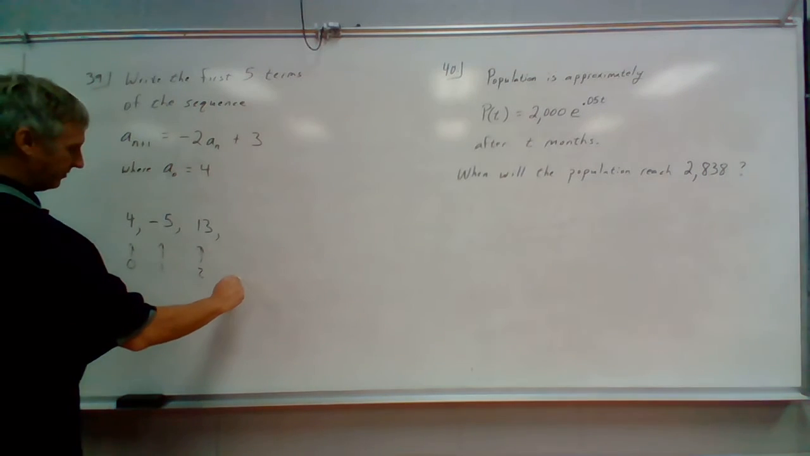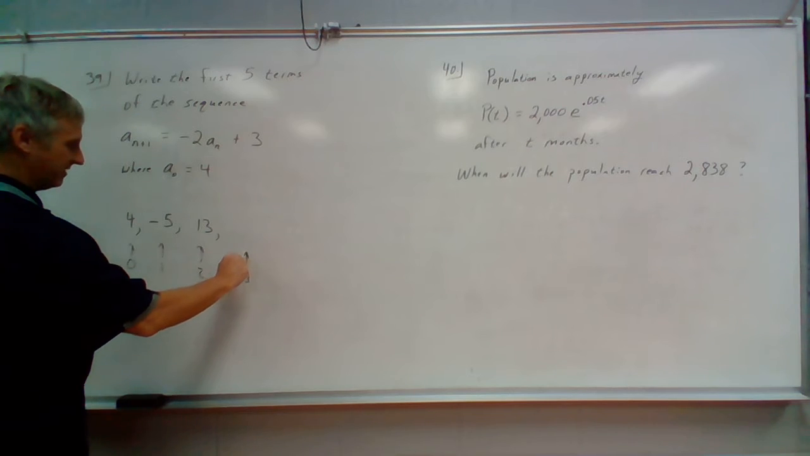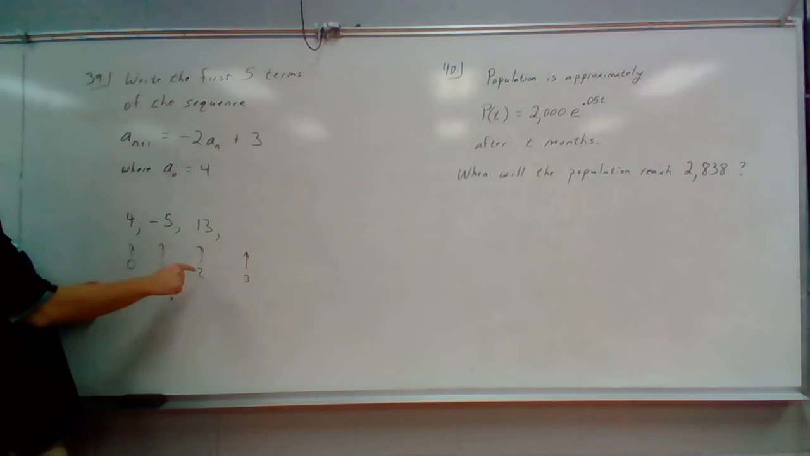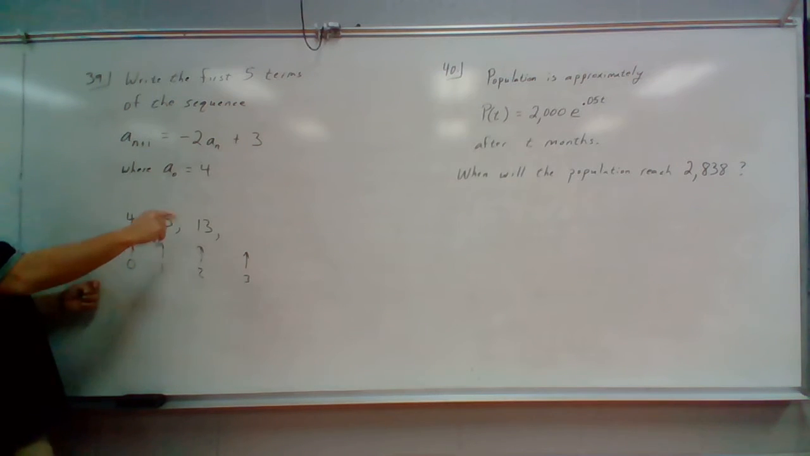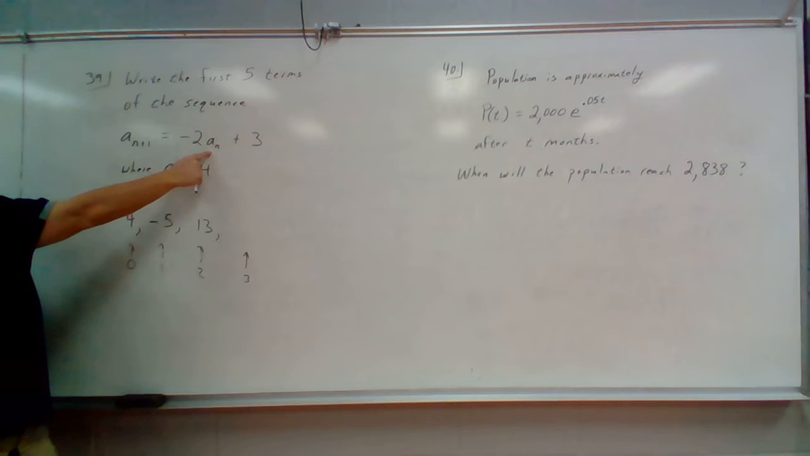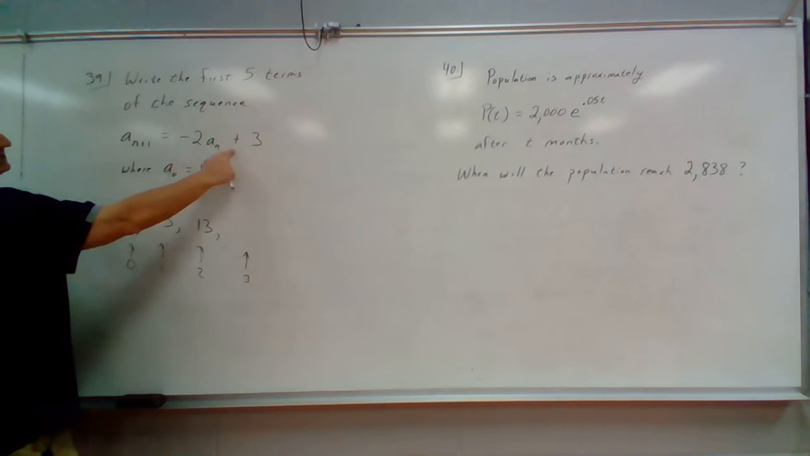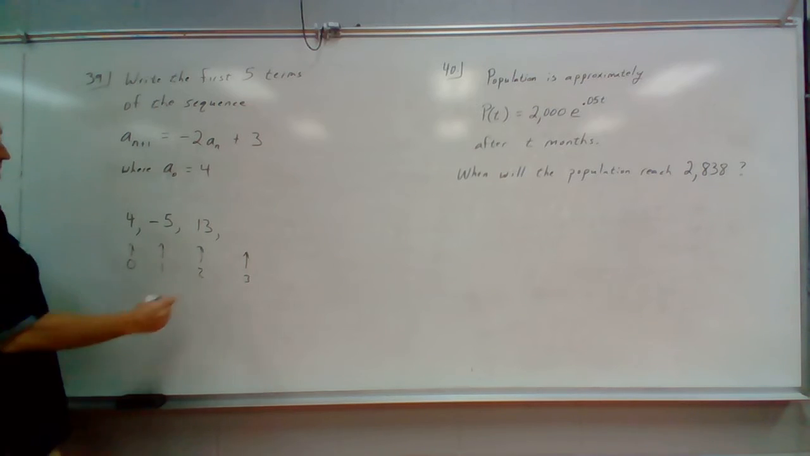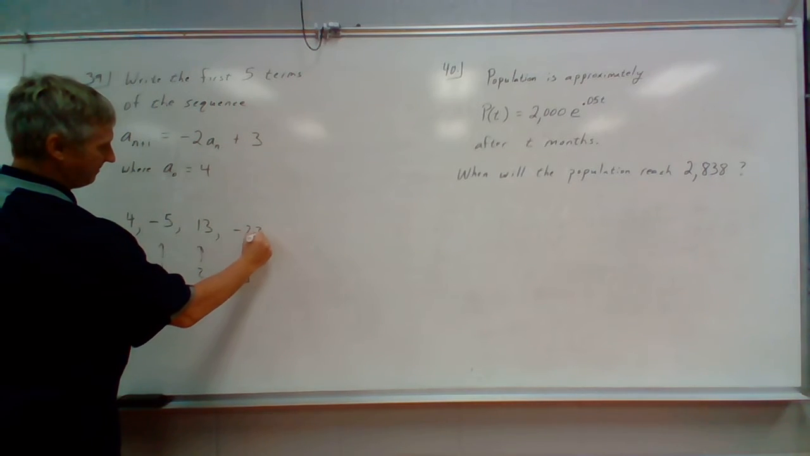And then we're going to let n be 3. All right, so we're going to put 13 in here. Negative 2 times 13 is negative 26. Negative 26 plus 3 is negative 23.